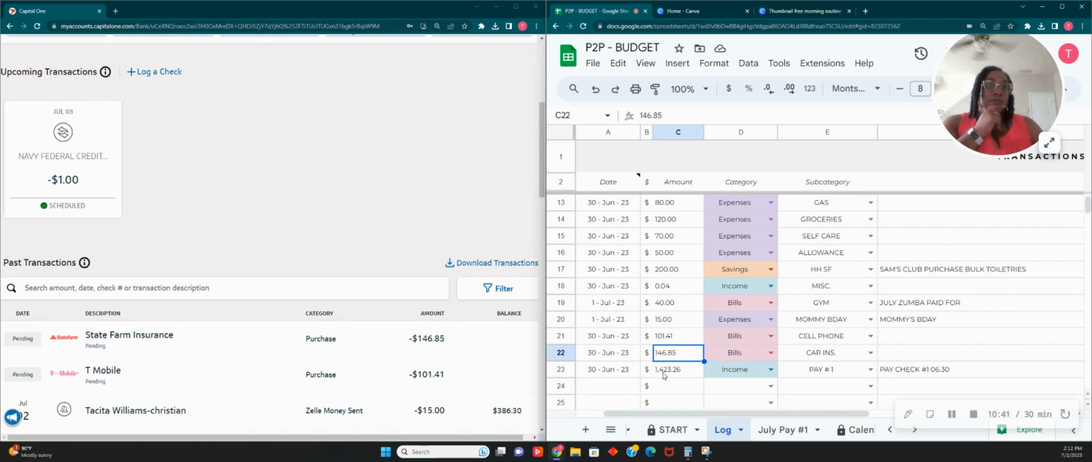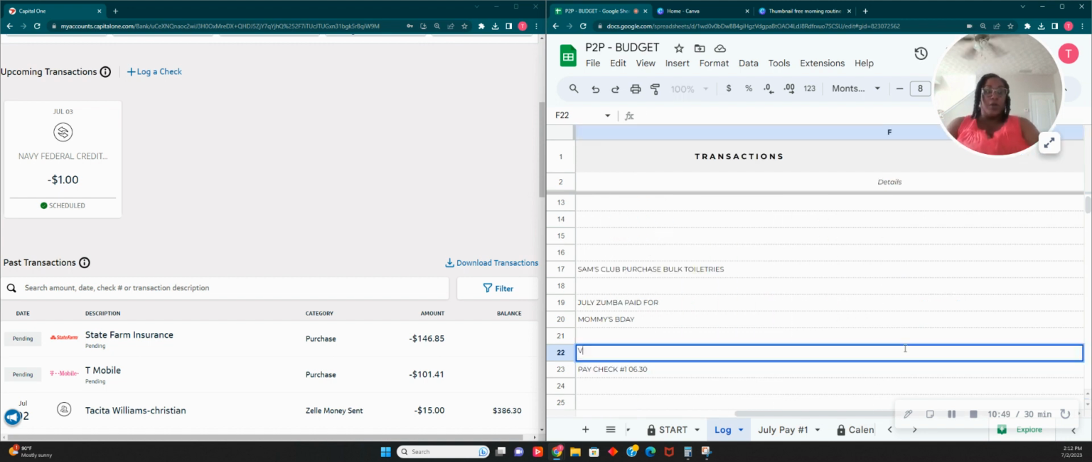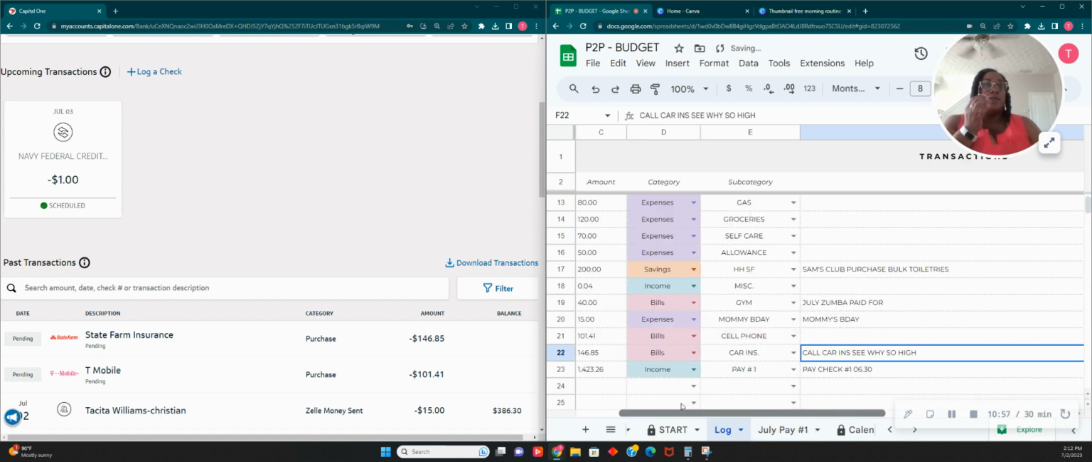I told y'all this came down to the bottom. I had to switch where it was. 146.85 for bills for car insurance. Call these people and see why it's so high. I love this little area. So there were things that I was very confused about.